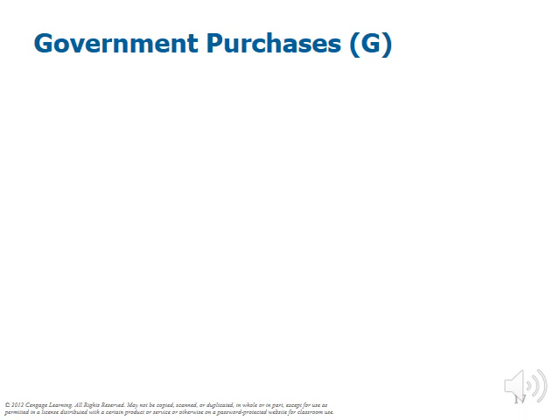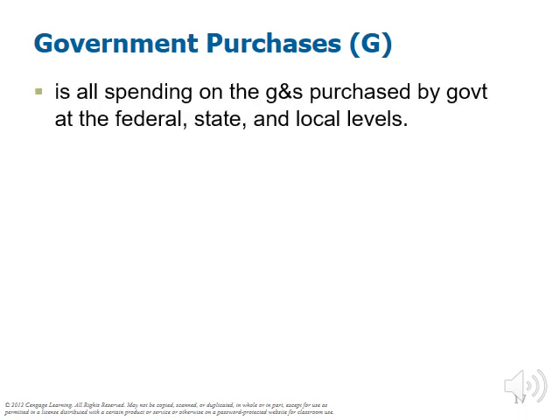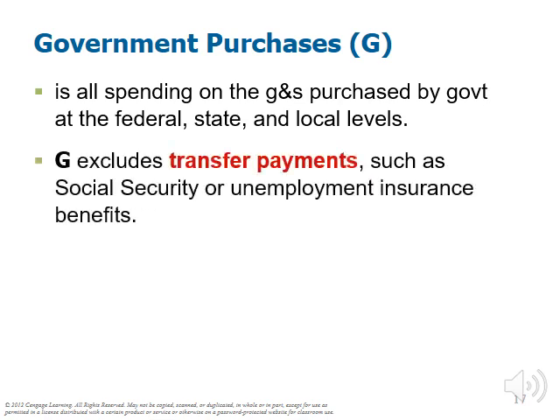Government purchases. Government purchases is all the spending on goods and services purchased by governments. This might be at the federal level, at the state, or the municipal level. Government spending will exclude transfer payments. Transfer payments such as Social Security or unemployment insurance benefits, these are not value creators. They're not new value created. It's income derived elsewhere that has been redistributed, and therefore it doesn't add to GDP.